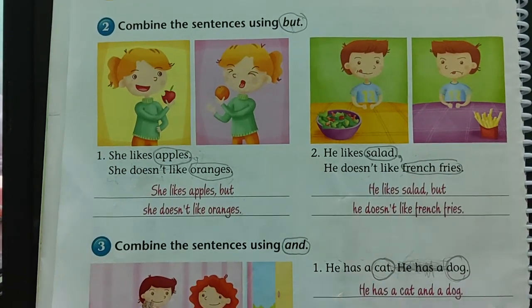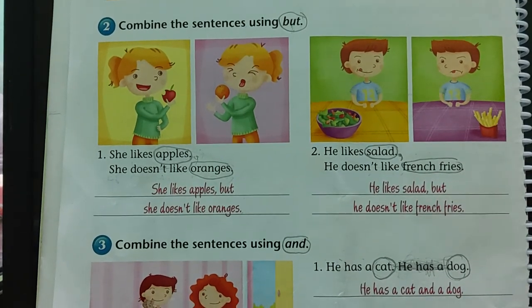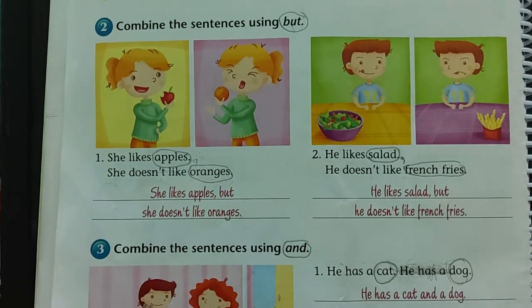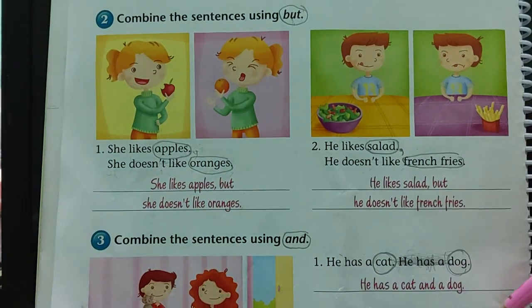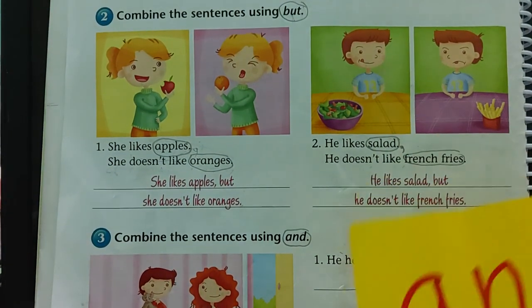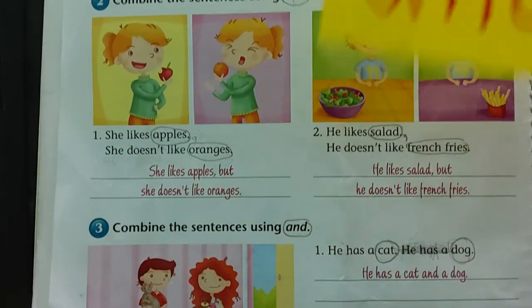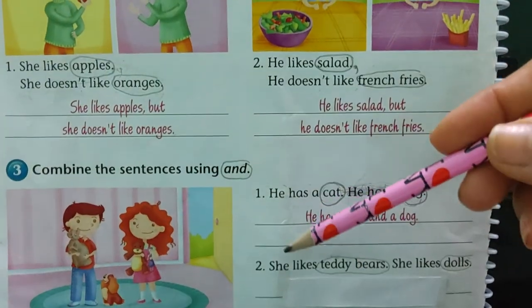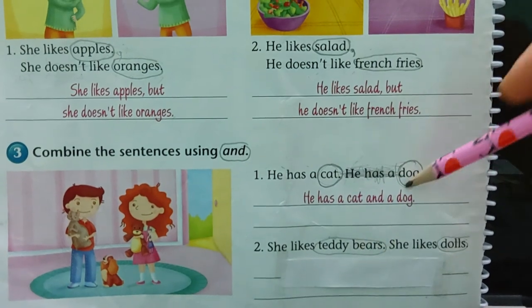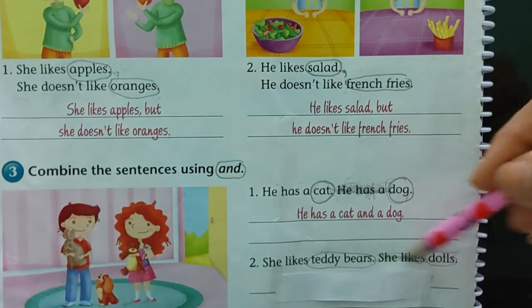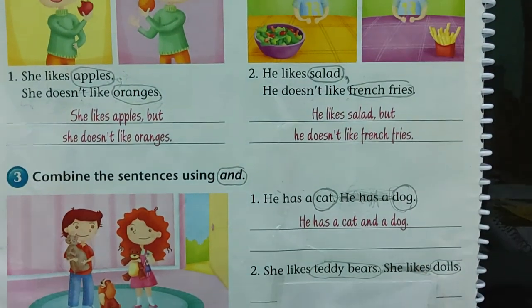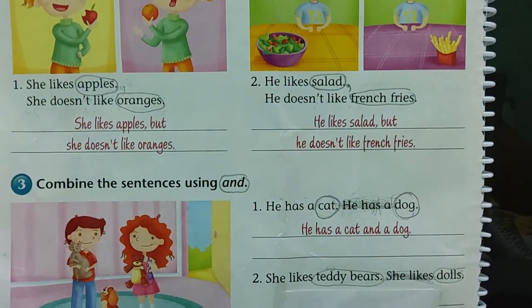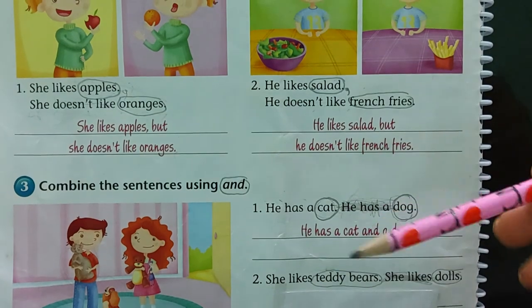So instead of saying she likes teddy bears, she likes dolls, we are going to make only one sentence, okay? So we are going to connect the two sentences, sentence one and sentence two, with and, okay? So here, we are going to say, she likes teddy bears, and erase this. We are going to erase this and use and dolls. So this is going to disappear to make one big sentence.